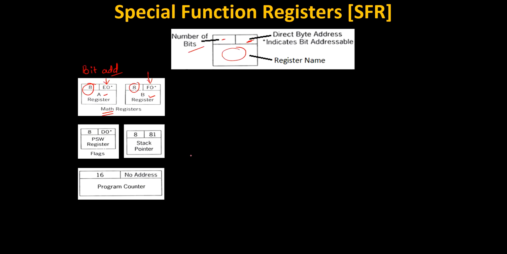And similarly we have the flag register, which we also call the PSW register. It is also an 8-bit register and the address is D0. So I can access the flags directly through the address D0. Even this PSW is also a bit addressable register. And one more, we have the stack pointer.